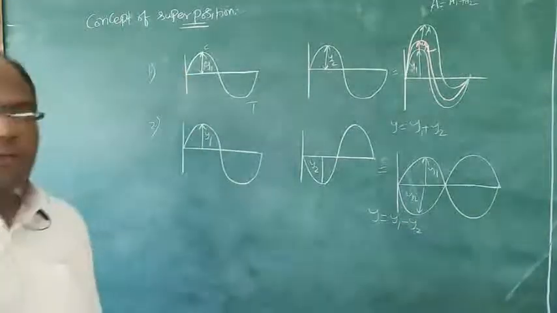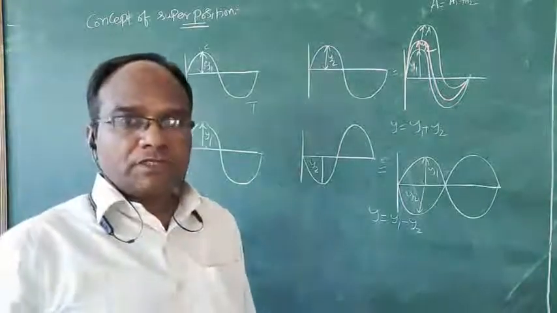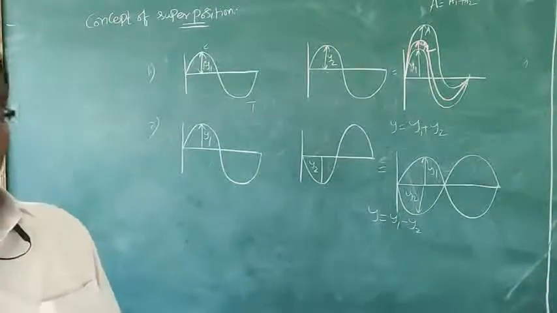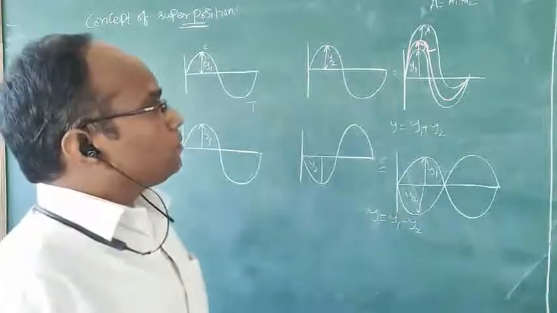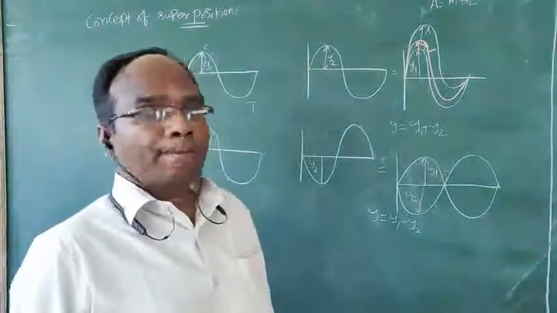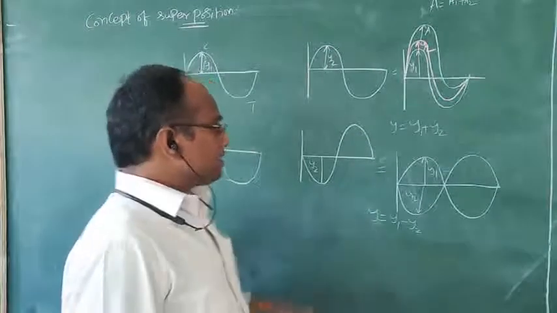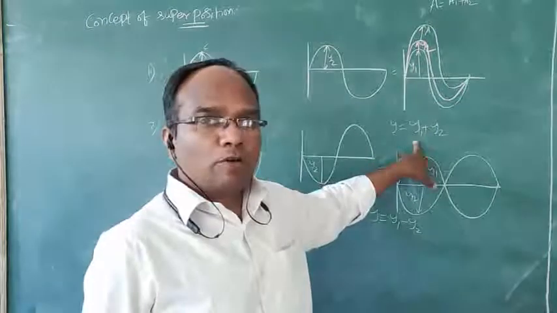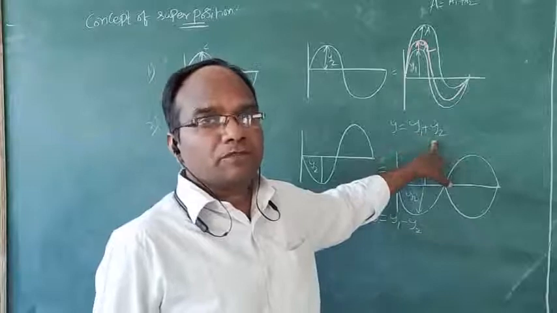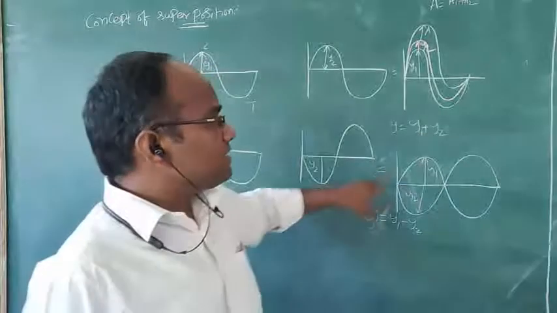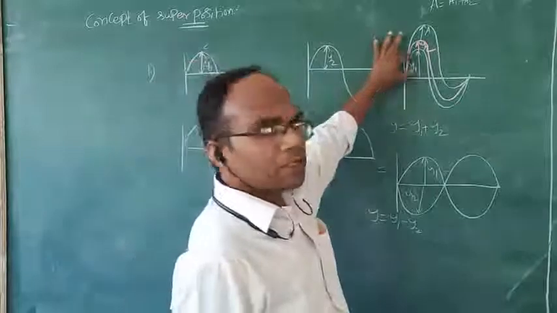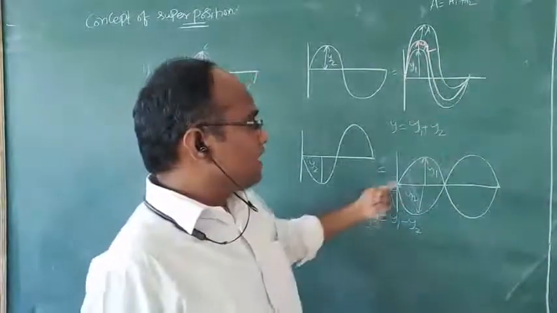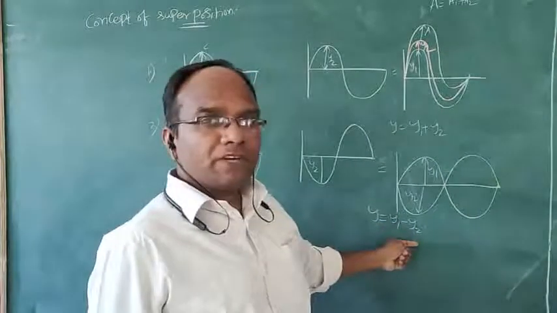So here this is about the superposition. From here, what we can see, superposition means what? The resultant displacement of a wave is equal to the vector sum of the individual displacements of the wave. So here y1 means y1 we got it, y2 means y2 we got it. But here what happens? y1 plus of minus y2.